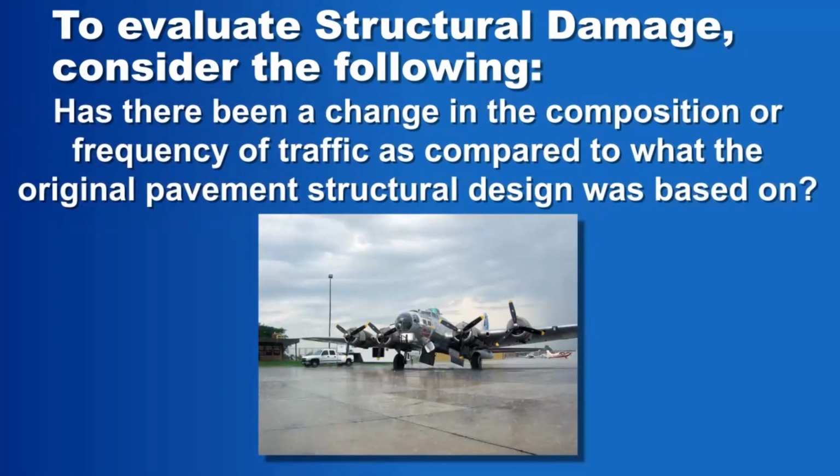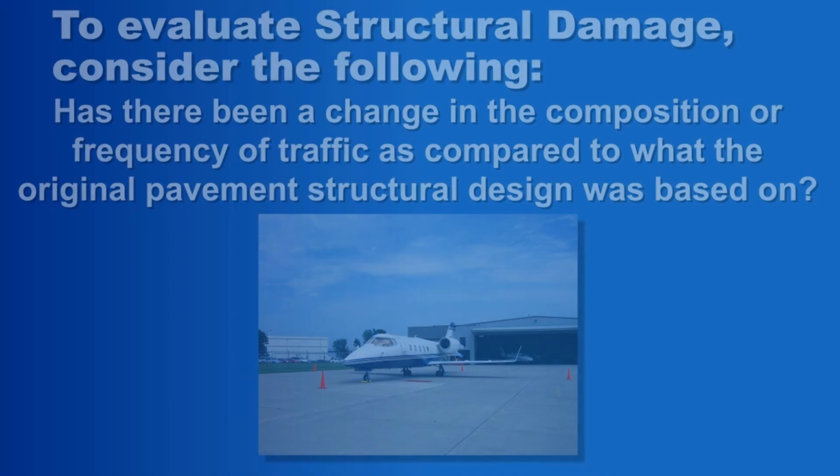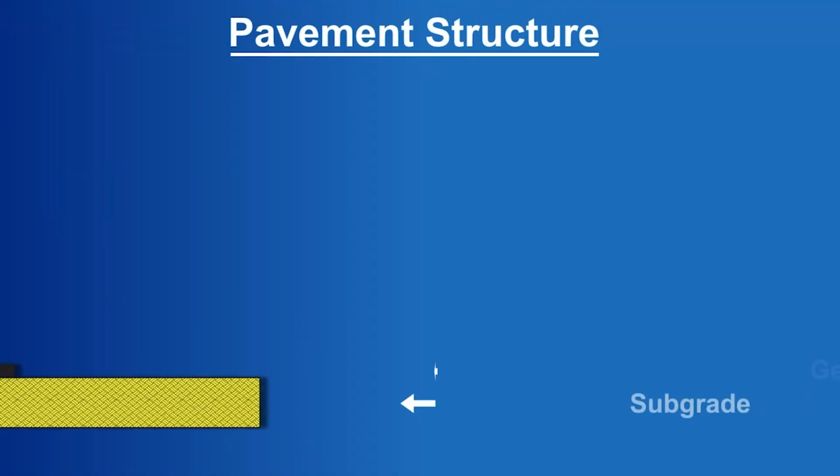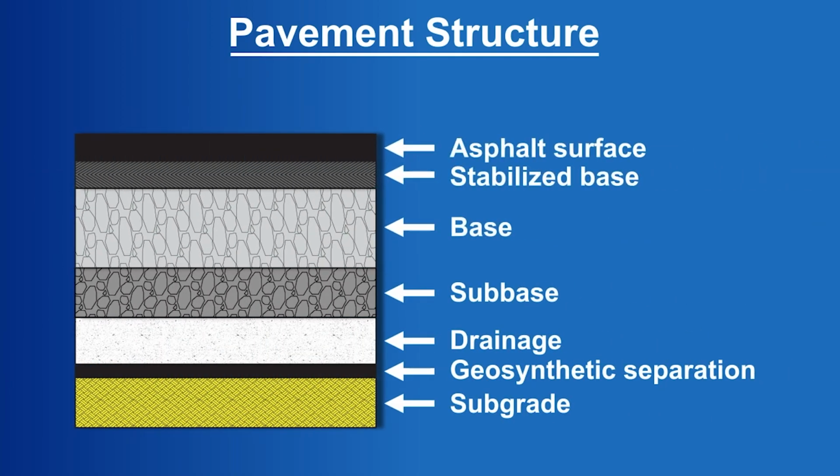Has there been a change in the composition or frequency of traffic as compared to what the original pavement structural design was based on? If there are no changes in traffic and no structural issues with base or subbase, then this pavement is a good candidate for using a functional overlay to correct surface issues of roughness, friction, or minor damage. It is a good practice to run a FARfield analysis of the existing structure to verify that it is structurally adequate for the traffic.